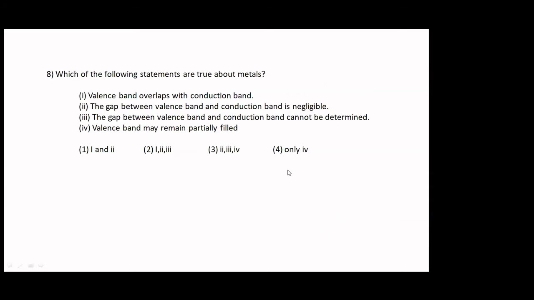Which of the following statements are true about metals? It says valence bond overlaps with the conduction band. The gap between the valence band and the conduction band is negligible. The gap between the valence band and conduction band cannot be determined. The valence bond may remain partially filled. So which of these is correct?